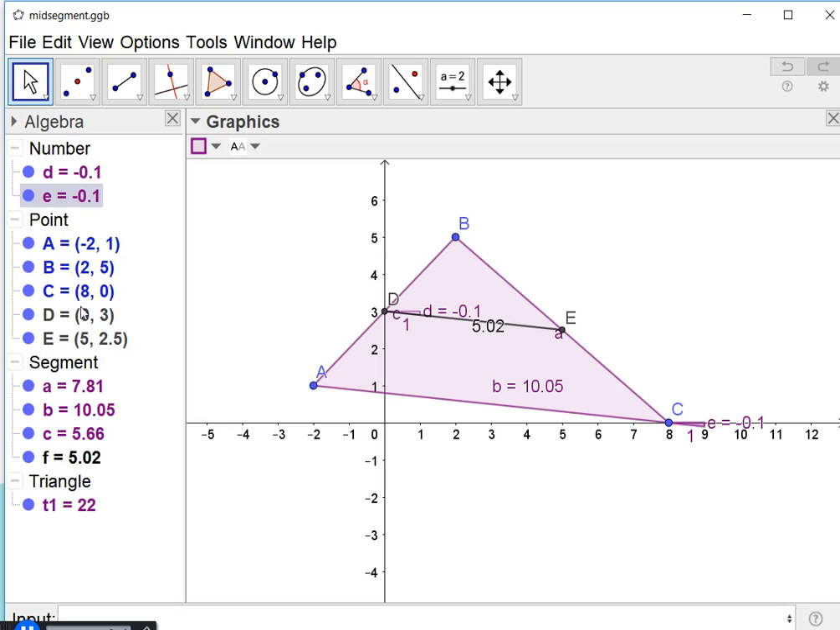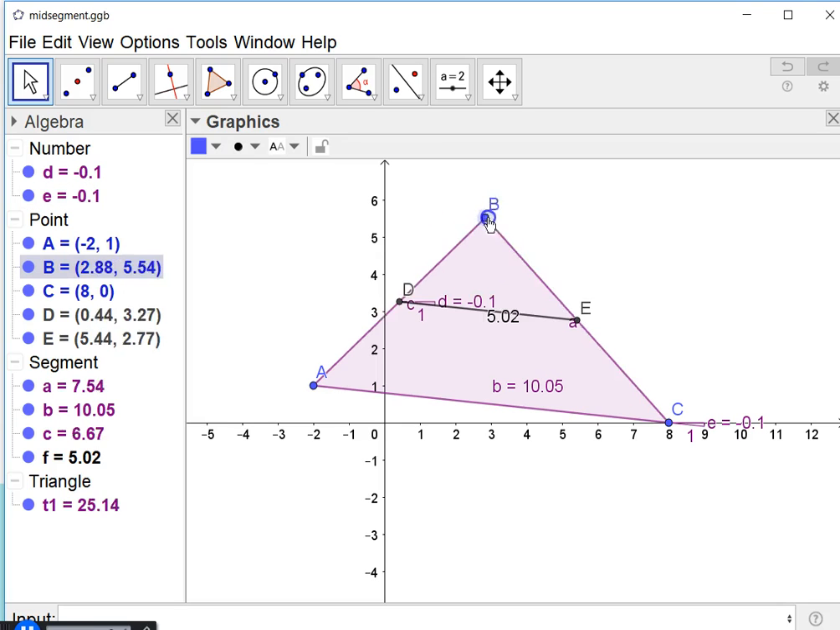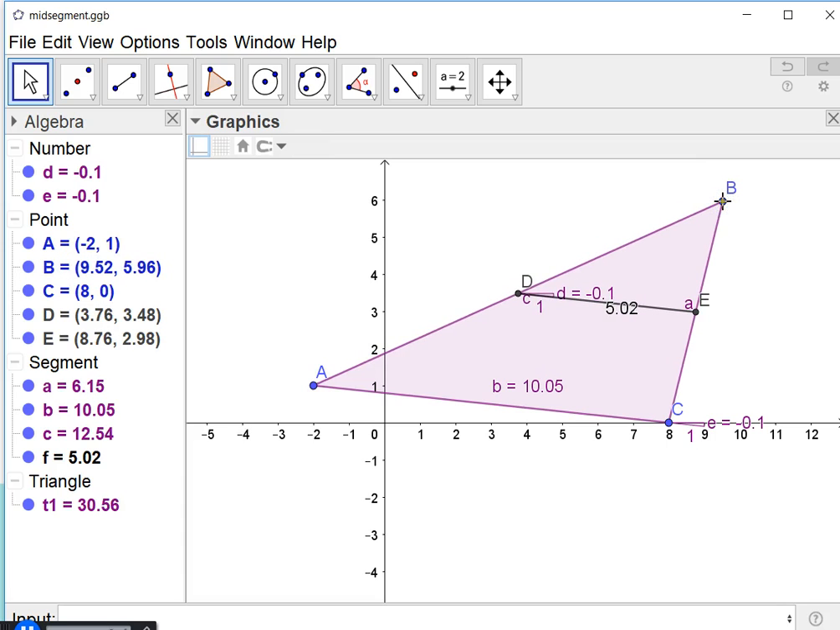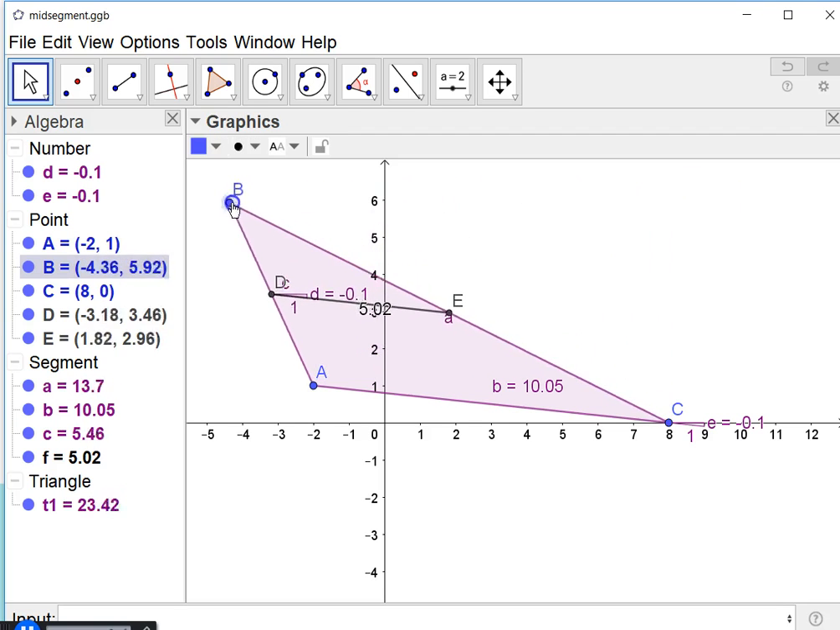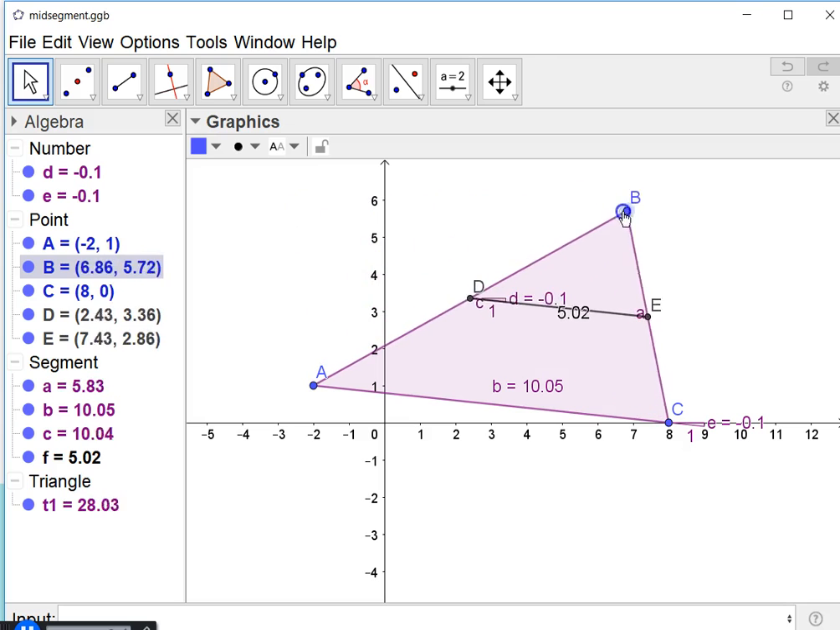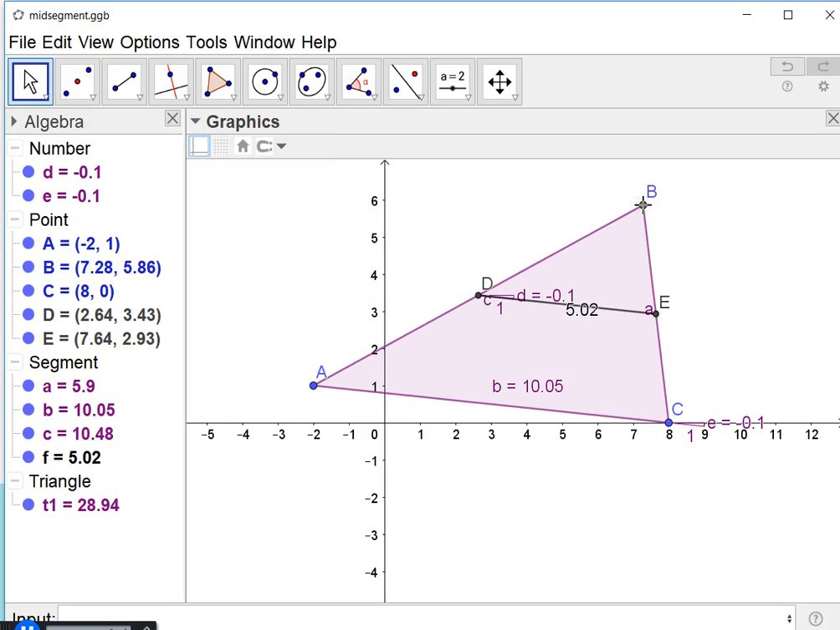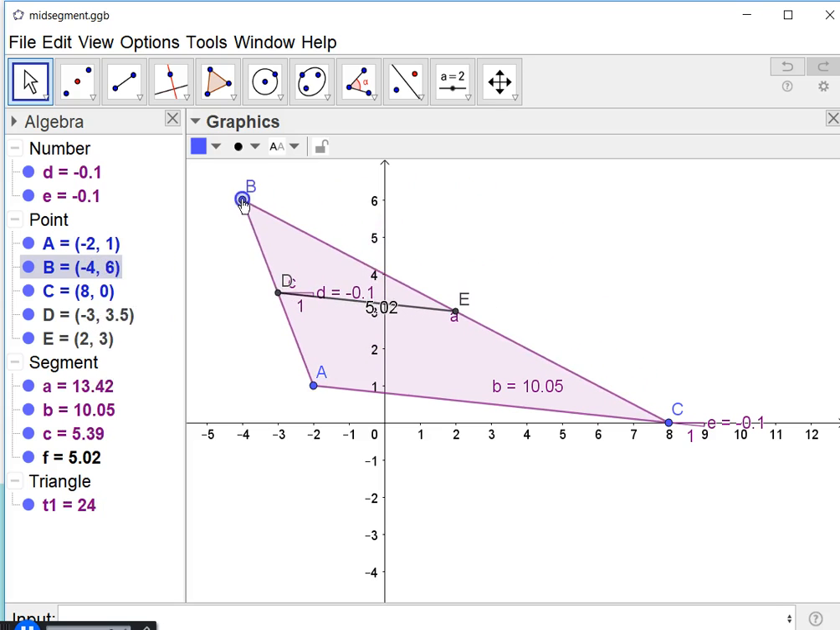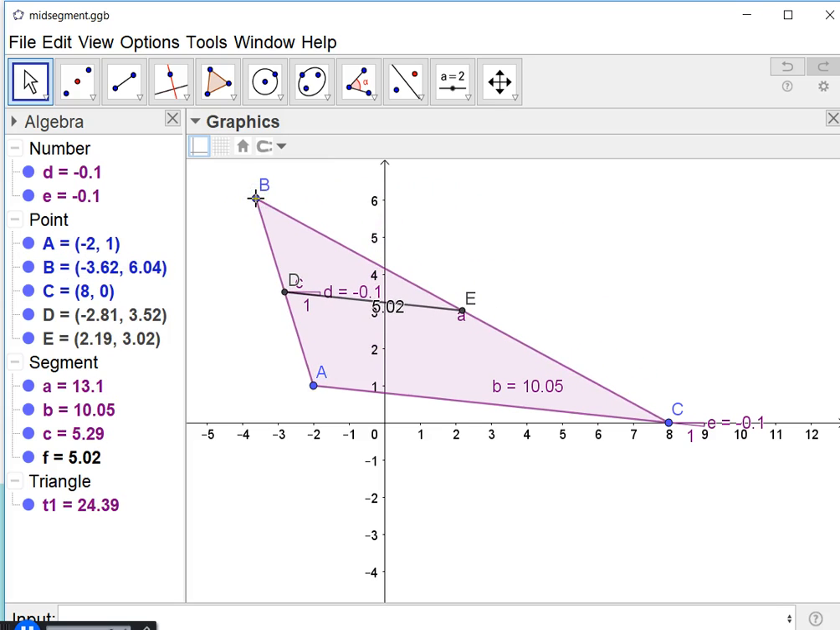Now what I want to see is what happens when I move B around. If I move B, is my slope of DE changing? And it appears to be staying the very same. It continues to stay the same slope as AC, and since I'm not moving A and I'm not moving C, those slopes stay the same. So no matter where I move B, no matter what kind of a triangle this is, my midsegment is going to be parallel to that other side.